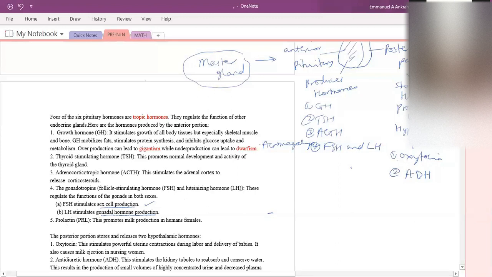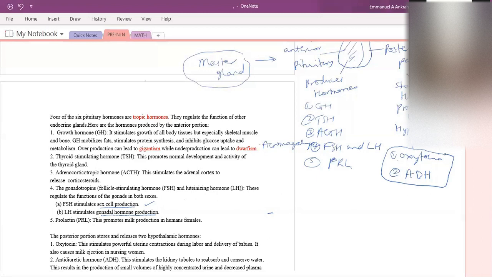Then the last one is prolactin. So 5, prolactin, PRL for short. Prolactin stimulates milk production. If you see these hormones, they are produced in the anterior part of the pituitary gland. And then oxytocin and ADH in the posterior part. So those are things that you want to remember for the test, and then their functions.